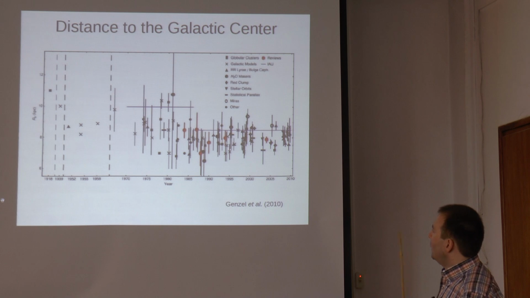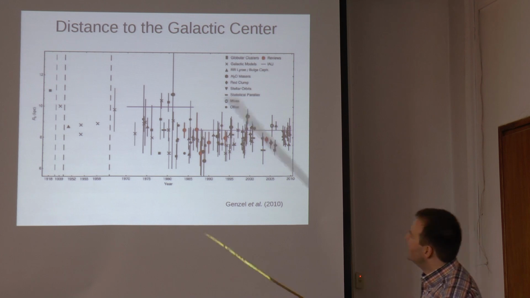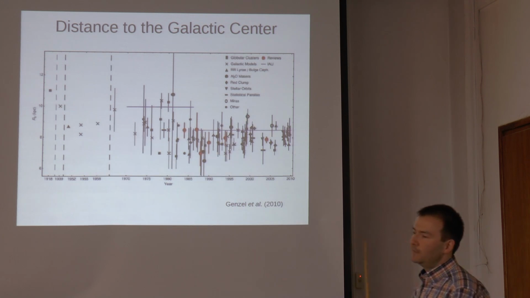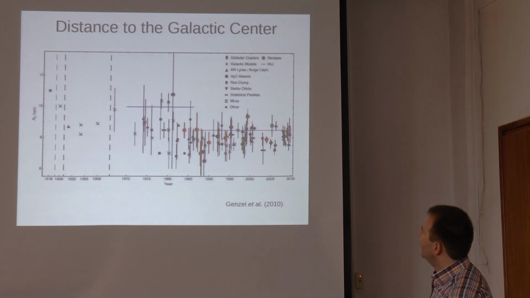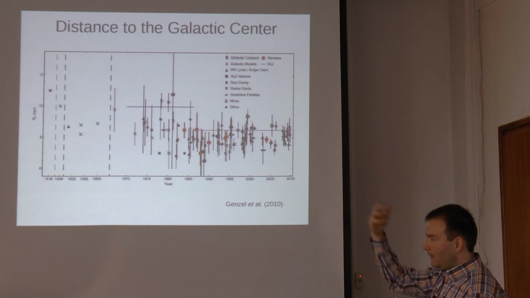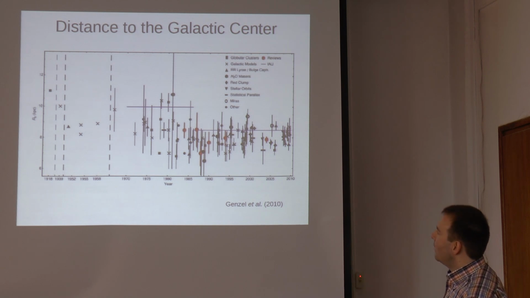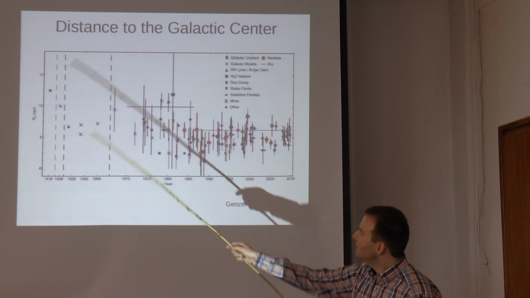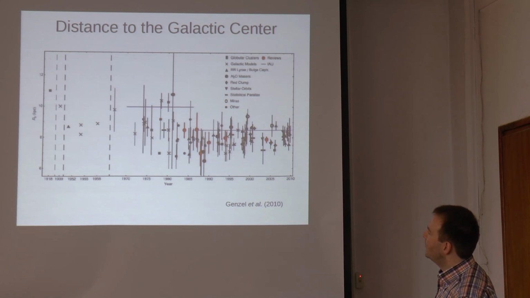And well, these are people's attempts to measure the distance to the center over the last century. So the first measurement was made by Harlow Shapley with globular clusters. He found that globular clusters are in the galactic halo, and we are quite far off the center. So 11 kiloparsecs from us was the first measurement.